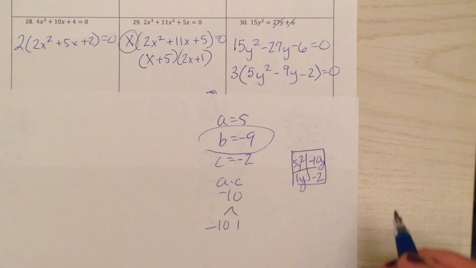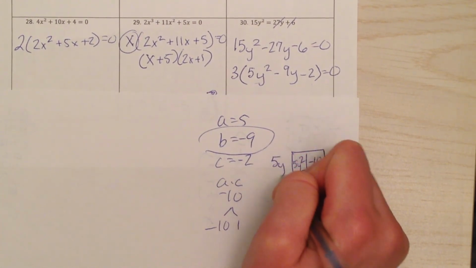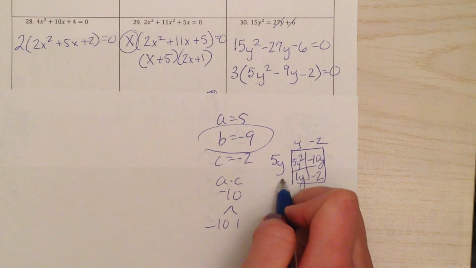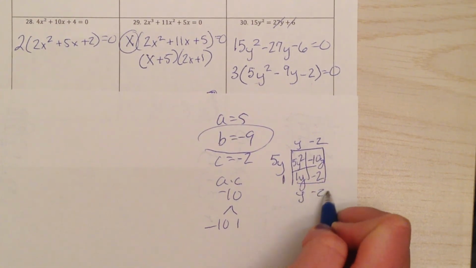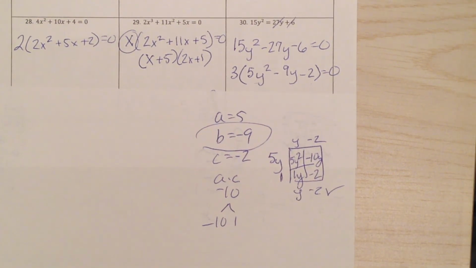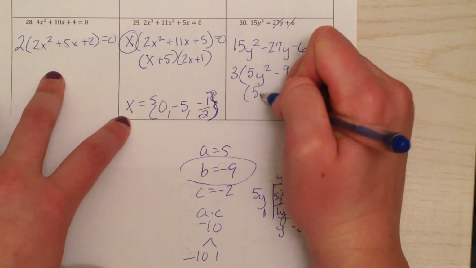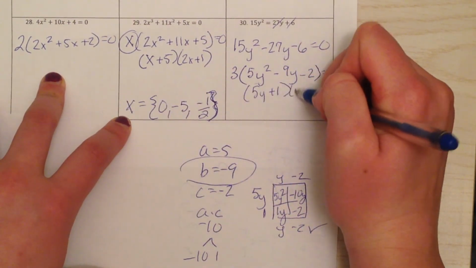Now pull out the GCF to the side. So we've got 5y with a y and a -2 left over. Nothing in common, so pull out a 1, so y minus 2 on bottom as well. So my factors come from my sides. I've got 5y plus 1 and y minus 2.